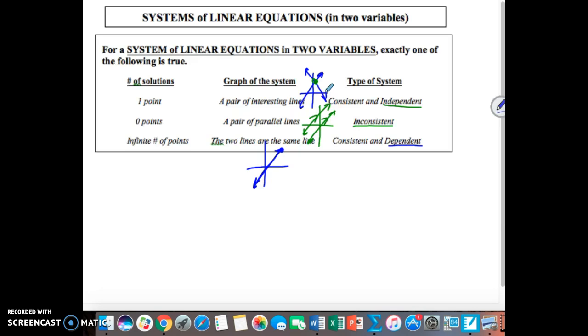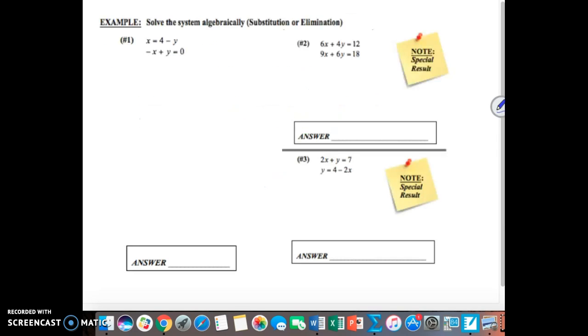So taking a look at some examples, it says solve the system algebraically, either using substitution or elimination. So number 1, we have x equals 4 minus y, and negative x plus y equals 0. Since we already have one of our equations in the form x equals something, let's take this 4 minus y and plug it in for the x.